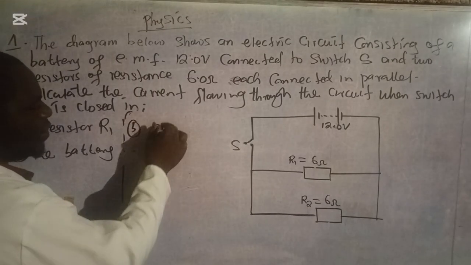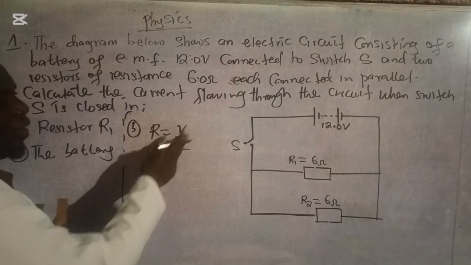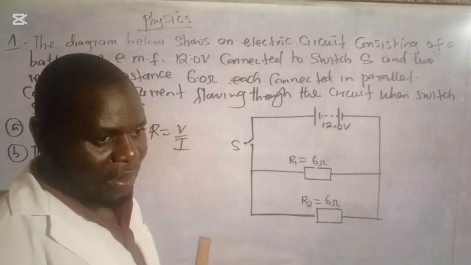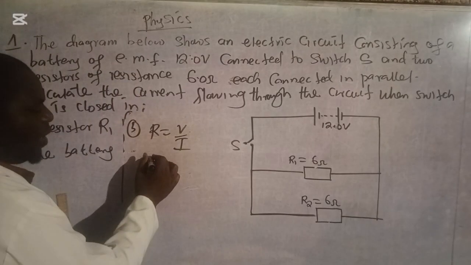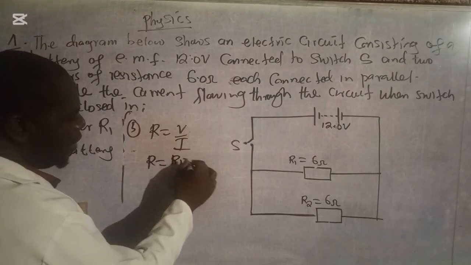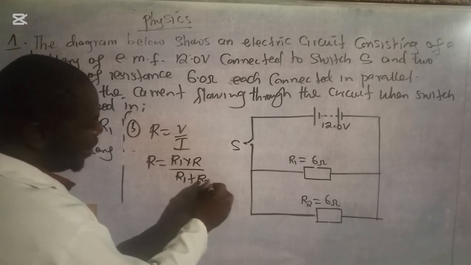You can say resistor is equal to voltage over current. So for our total resistor here, these two resistors, this one and this one, we need to find them in parallel. So R is equal to, remember that formula, R1 times R2 over R1 plus R2 altogether.